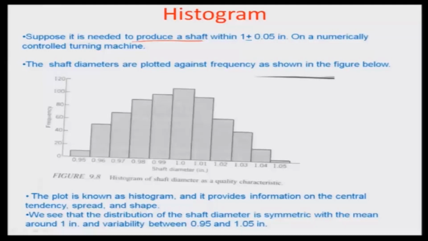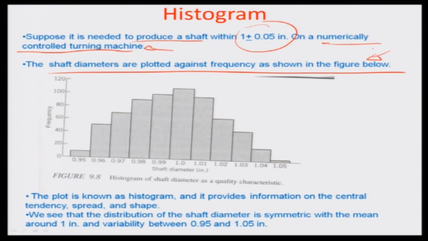Let's say we are talking about a shaft, okay, and a machine produces a shaft within the tolerance limit of 0.995 inches, 0.95 inches and 1.05 inches, okay, and this is a numerically controlled machine that we are trying to measure the process capability of, and we are plotting the shaft diameters against the frequency for a sample of maybe let's say close to 300 or 400 pieces.